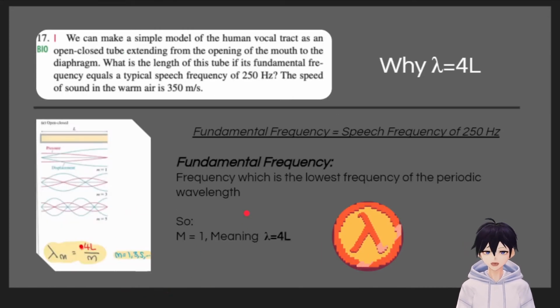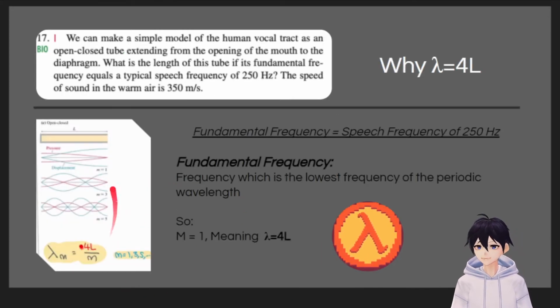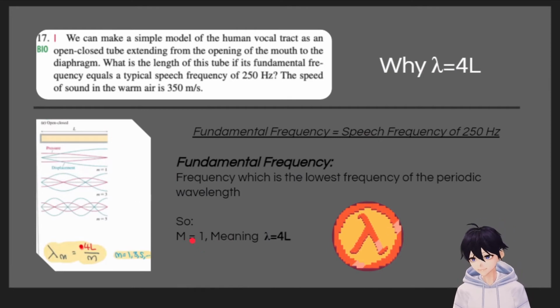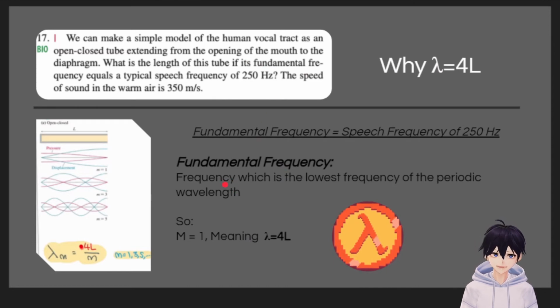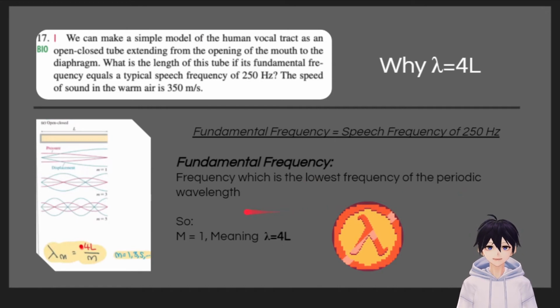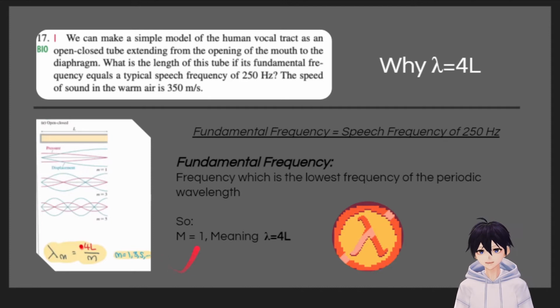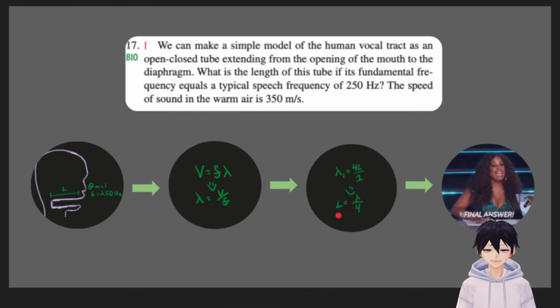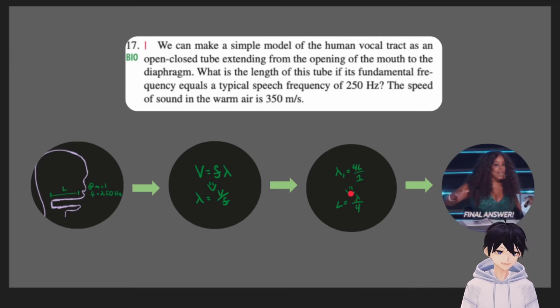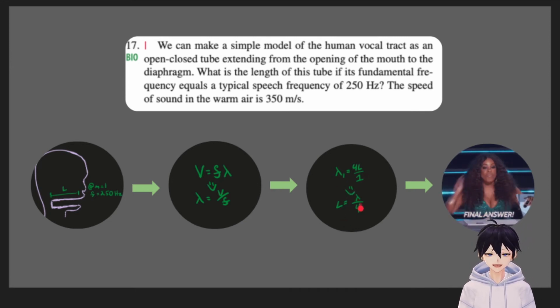And the reason why we put 1 under the 4L is because m equals 1. And the reason why we chose m equals 1 is because it's giving us a fundamental frequency. And a fundamental frequency is the lowest frequency of a periodic wave, meaning it's just the first harmonic, or just when m equals 1. So when you plug 1 on the bottom, you just get lambda equals 4L. So that's why I put 1 on the bottom, and we just end up with lambda equals 4L, and to find the length, we can manipulate the variables to get L equals lambda divided by 4.